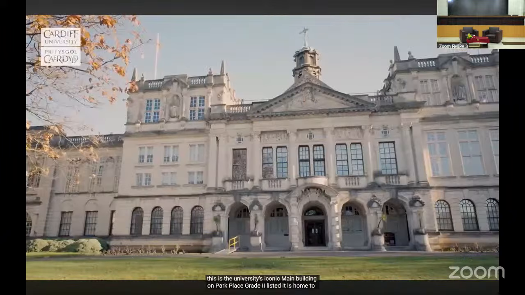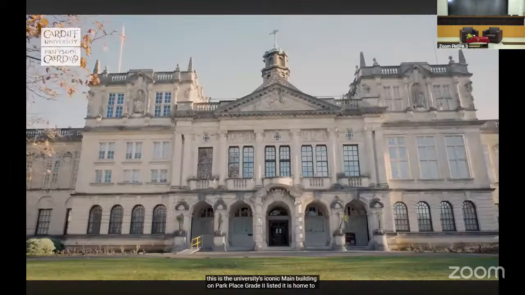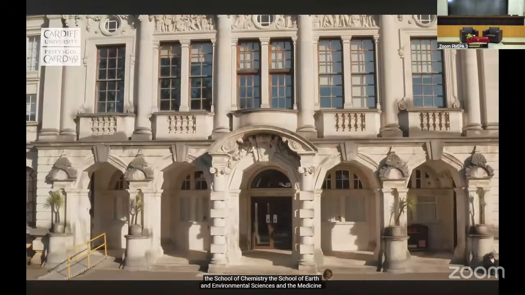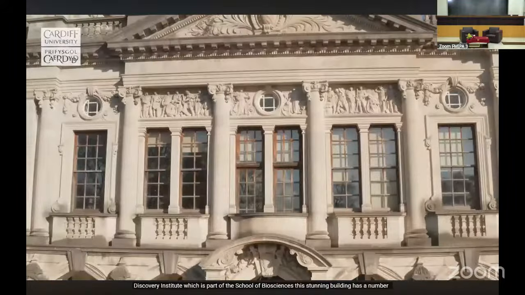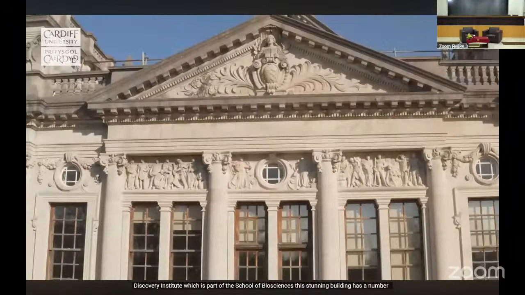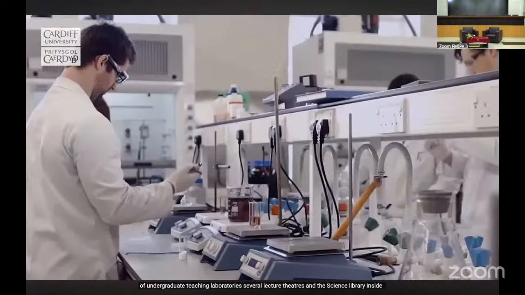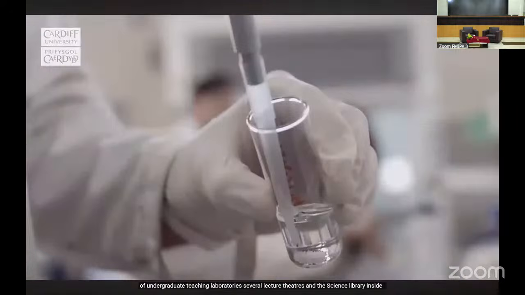This is the university's iconic main building on Park Place. Grade 2 listed, it is home to the School of Chemistry, the School of Earth and Environmental Sciences, and the Medicines Discovery Institute, which is part of the School of Biosciences. This stunning building has a number of undergraduate teaching laboratories, several lecture theatres, and a science library inside.